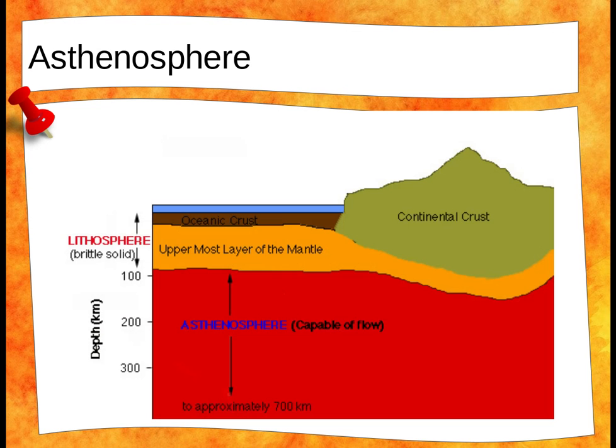Below the really rigid lithosphere, the mantle has hot rock and tar-like consistency, and it moves very slowly, but it flows. And this is called the asthenosphere.